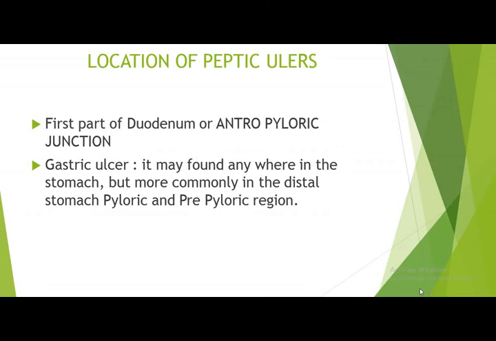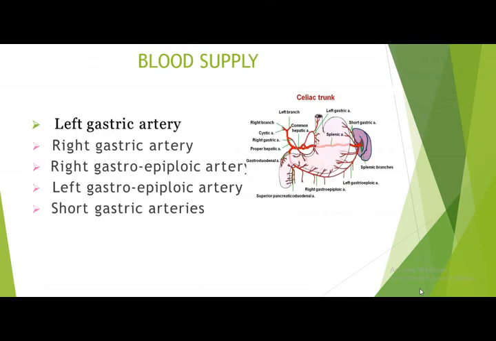In the duodenum, or in the enteropyloric junction, commonly the peptic ulcer presents. However, in the stomach, it may be found anywhere, and commonly in the distal stomach, pylorus, and the prepyloric region. Blood supply: it is supplied by the left gastric artery, right gastric artery, right gastroepiploic, left gastroepiploic, and the short gastric arteries. These are the common blood supplies, and this should be kept in mind.